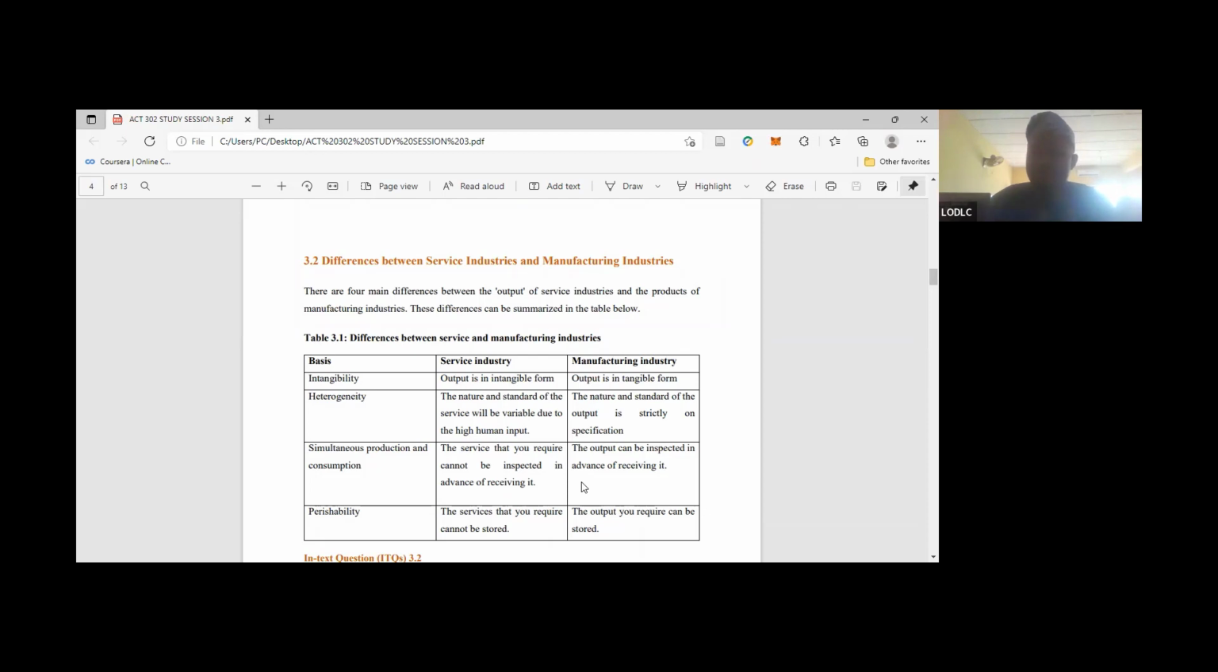The input of humans in the service industry differs. So that is the reason why the output that you might derive from it might be different. The nature and standard of the output in manufacturing is strictly on specification. Look at the bottled water we are talking about. If Nestle produces one particular bottled water, the bottled water will be the same size, the content will be the same thing, unless there is an error. Do you understand?